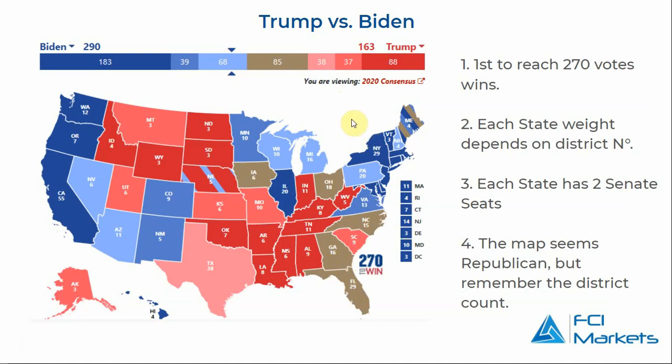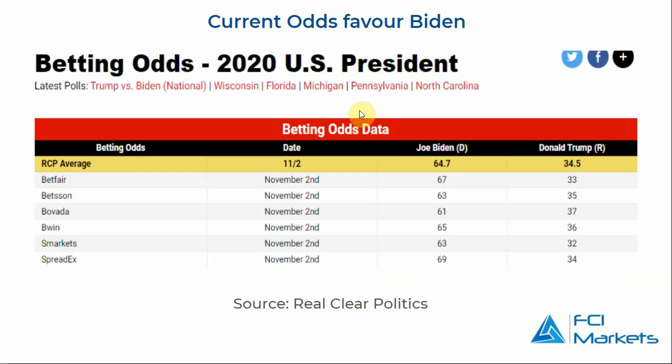The other thing that we need to remember, though, is that it's not just the overall winner that matters, it's also who takes the Senate. Each state has 2 Senate seats up for grabs, and right now the Senate is Republican, but the Democrats are only 4 seats away from achieving a majority. So in reality, this race is closer than many would expect.